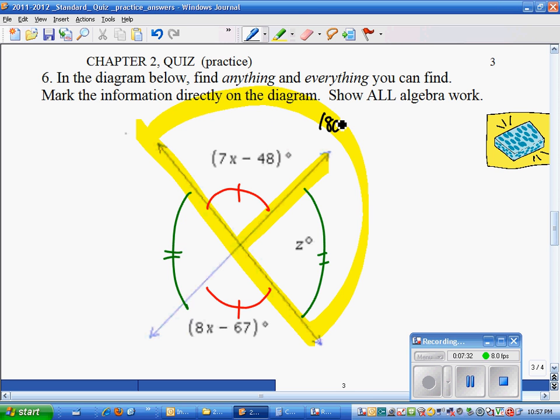So we're trying to combine like variables. In this case, we have an x here and an x here. And I know across from each other they are congruent, so I'm going to go 7x minus 48 equals 8x minus 67. And minus 7x, minus 7x. I'm going to do plus 67, plus 67. These cancel, those cancel. And so here is 1x equals, basically that's 67 minus 48.